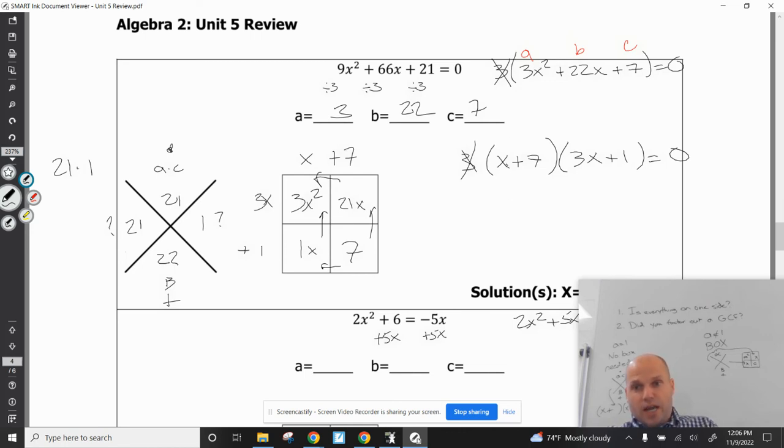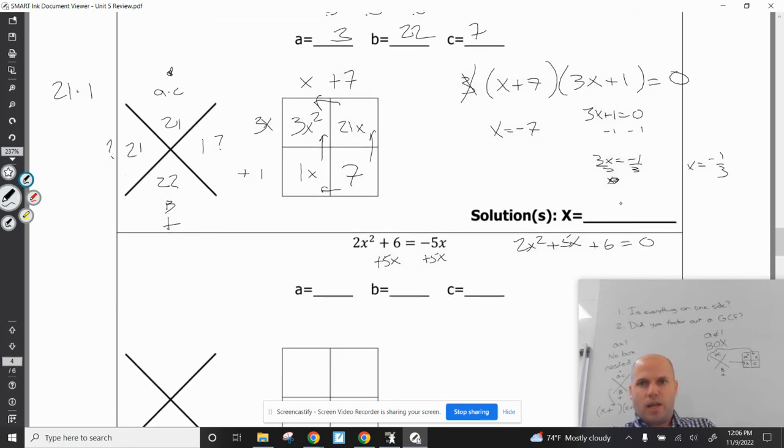This is a nice intercept form. We get x equals -7 to make a 0. Here, we need a -1. Divide that by 3, -1/3. Not sure how to do that? Solve this equation. Two intercepts, x equals -7 and x equals -1/3.